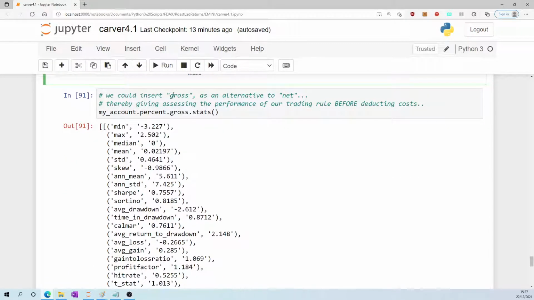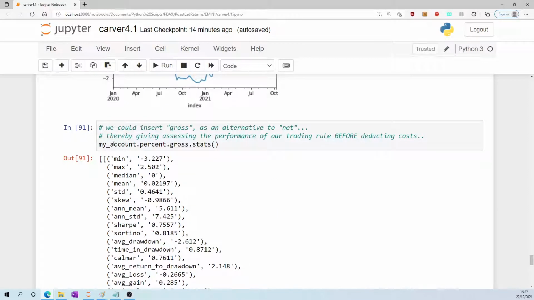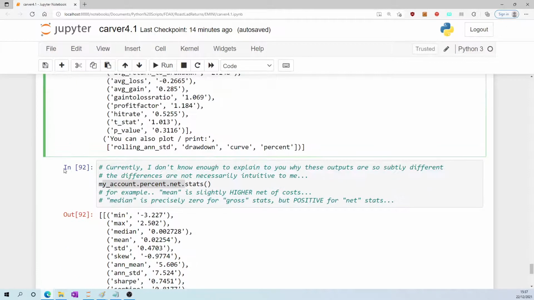We could insert gross as an alternative to net. For example, myaccount.percent.gross.stats, thereby presumably giving us an assessment of the performance of our trading rule before deducting costs. But unfortunately, I can't explain right now why the differences between myaccount.net and myaccount.gross are what they are.